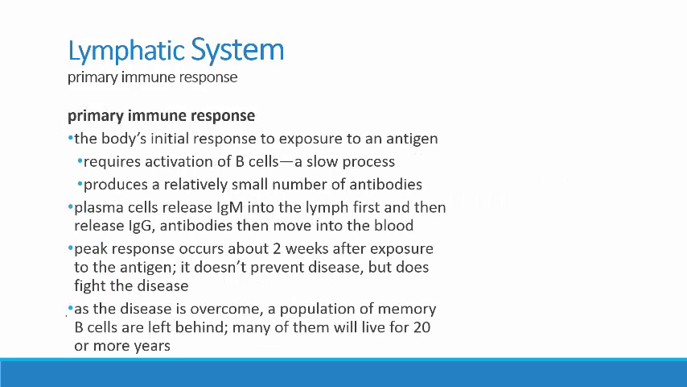So there are 2 levels of immune response. There's the primary immune response, and there is a picture of this on page 636, figure 16-21. In a primary immune response, this is the initial response, the very first exposure to a specific antigen. And it requires the B cells to be activated. So remember that multi-step process.